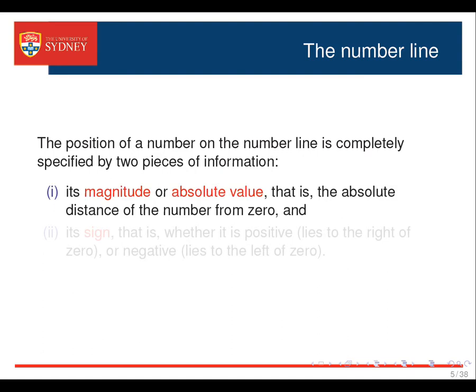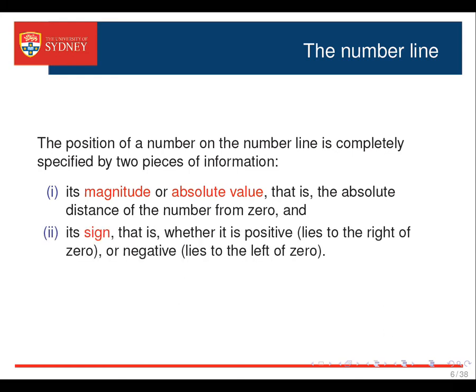First of all, we need to know how far away the point on the line is from 0. Remember, 0 sits in the middle of the line, with the positive numbers to the right and the negative numbers to the left. This is known as the magnitude, or absolute value of the number, the absolute distance of the number from 0 on the line. This isn't enough to completely specify the number, however. We also need to know its sign, that is, which side of 0 the number is sitting on.